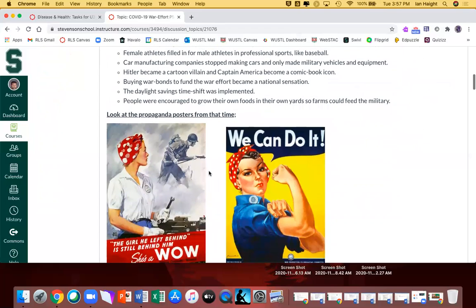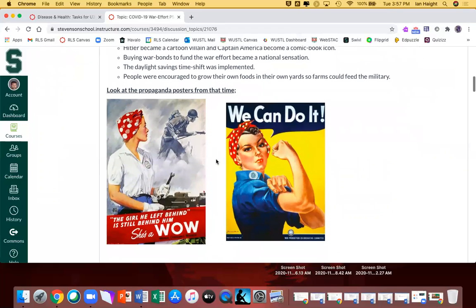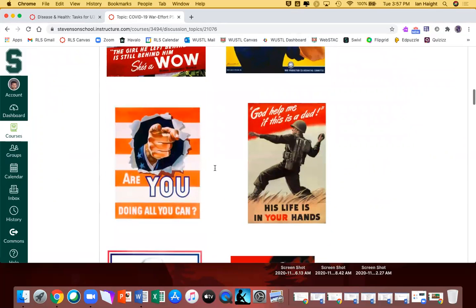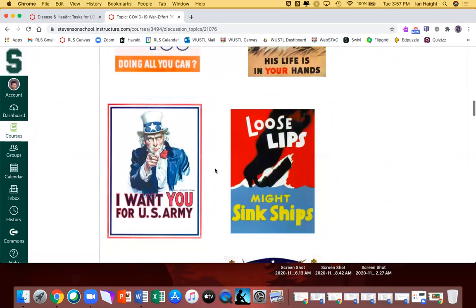And you can see some of the propaganda posters from that time that were really about this war effort. Some of these I'm sure you're familiar with. Anyone know this one, "loose lips might sink ships"? Anyone know what that's referring to? What do they mean by that? Loose lips might sink ships.